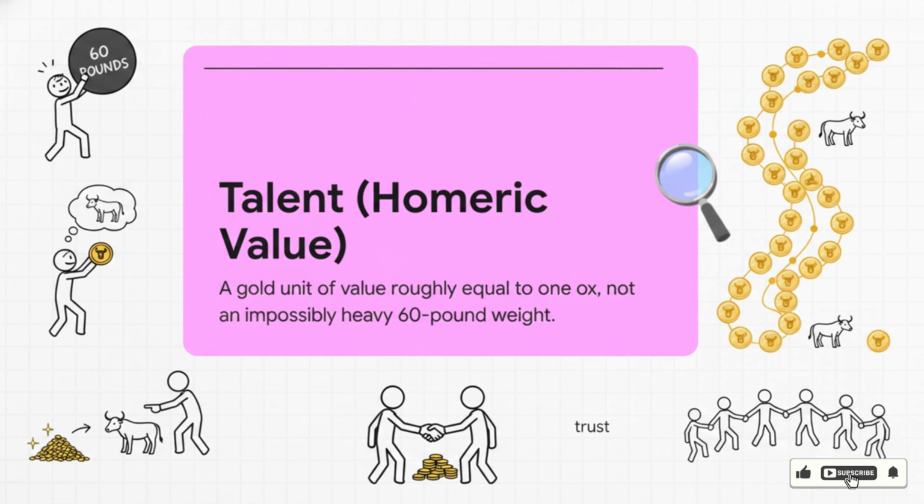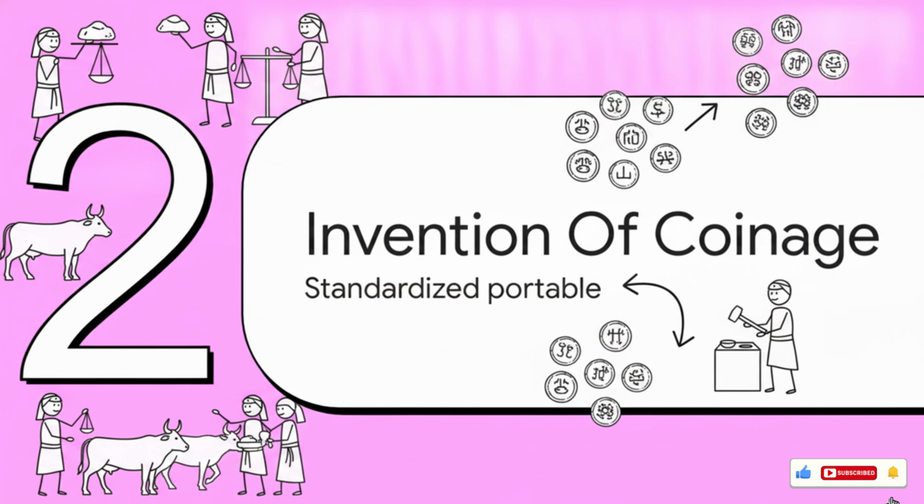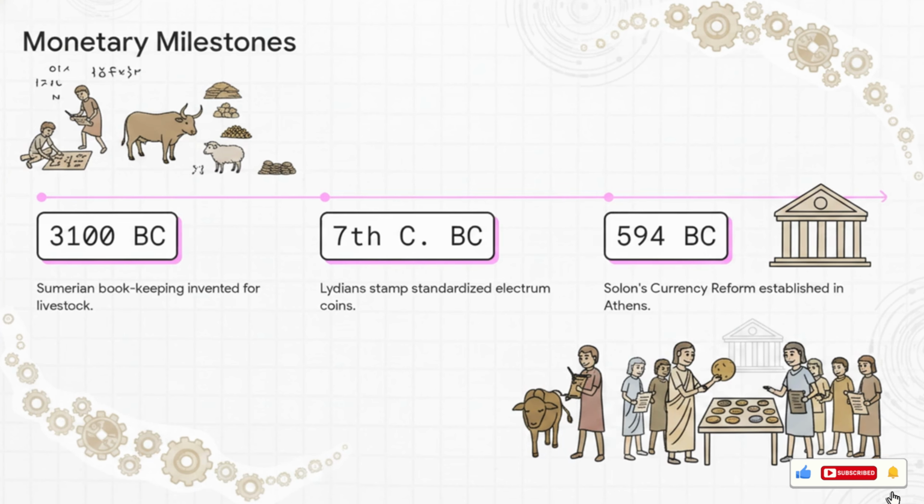How cool is that? Section 2. The invention of coinage. Making value standardized and portable. Now, obviously, carrying around small pieces of gold was way easier than driving cattle across the country, but merchants still had to tediously weigh out these irregular lumps of metal for every single transaction. It was a huge hassle.